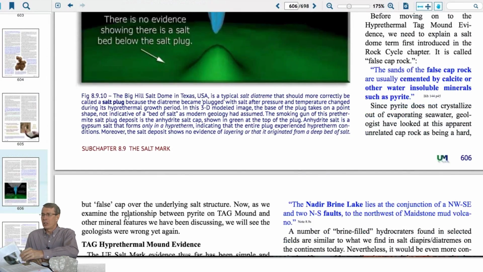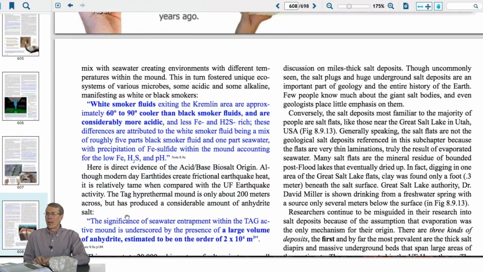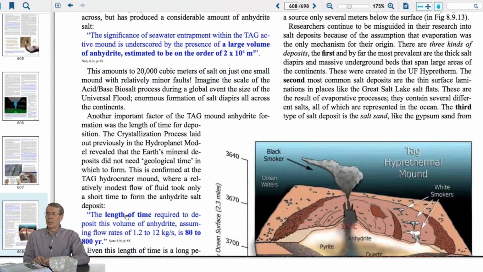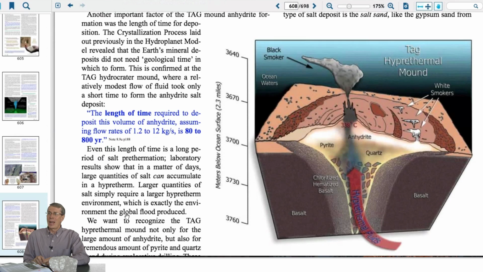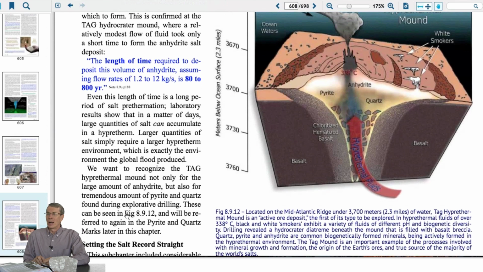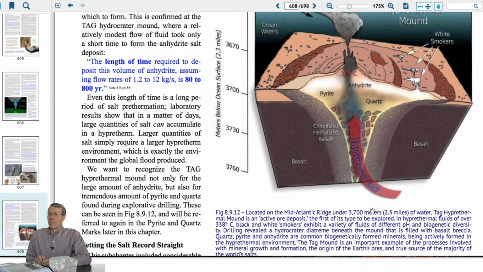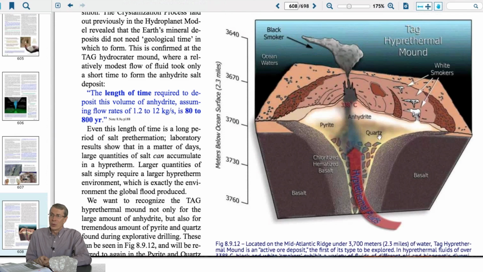We're going to go down to the next page here, page 608 actually. And right here in the bottom right-hand corner of 608, we're going to see a very important mound. This is called the TAG Hyperthermal Mound. And this mound is actually, like it says in the figure description down here, 3,700 meters, or 2.3 miles, below the surface of the ocean. So it has this much water over the top of it. And TAG is a mound that has 338 degree water coming right out of the top of it here.